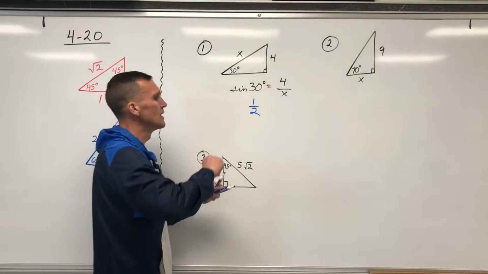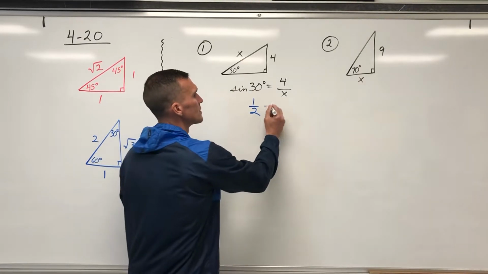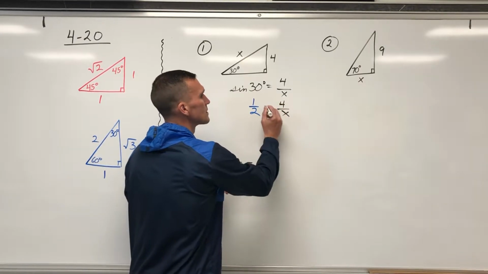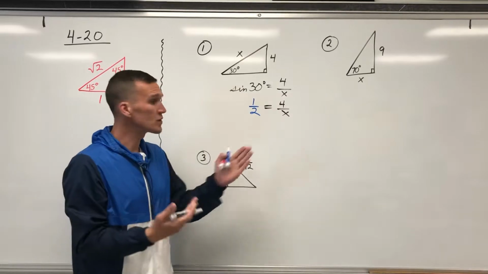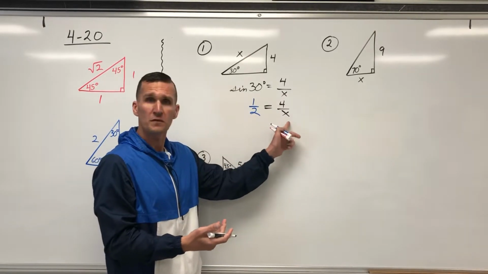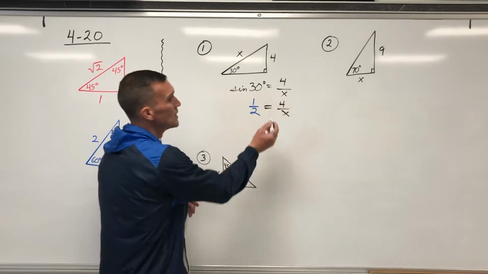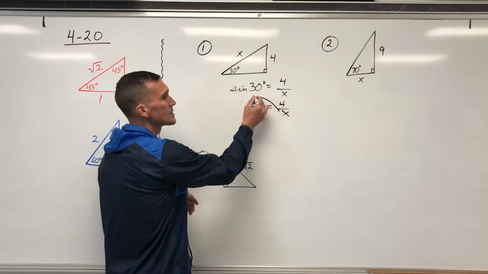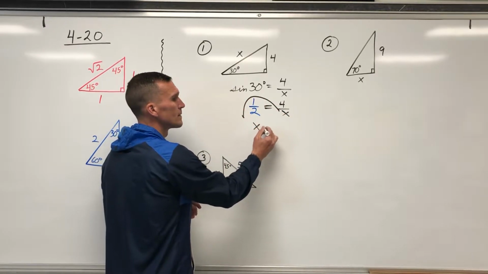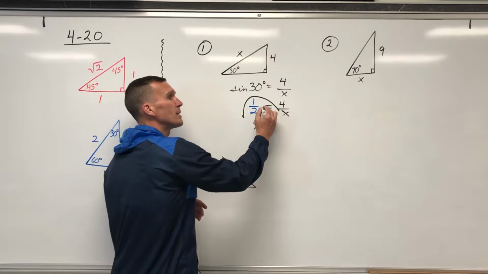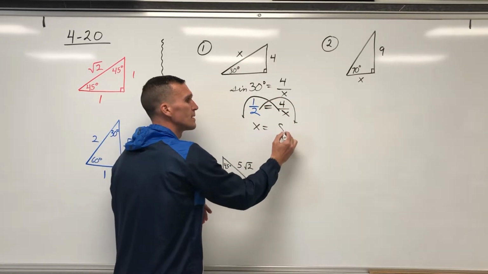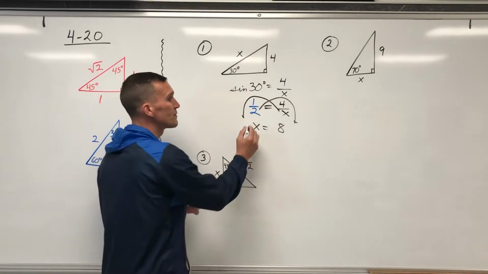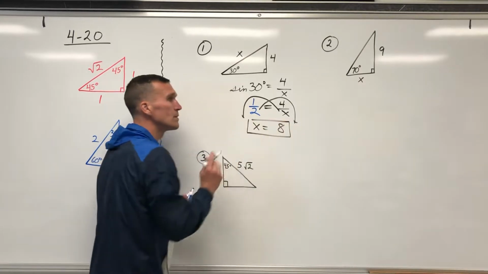So next, we still have equals 4 over x. Whenever this is called a proportion, a fraction equals a fraction, we cross multiply. So I take the bottom right times the top left equals the bottom left times the top right, and this one is actually solved. x is equal to 8.